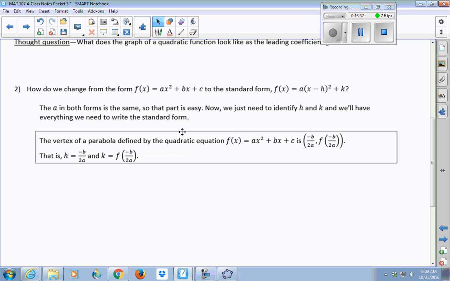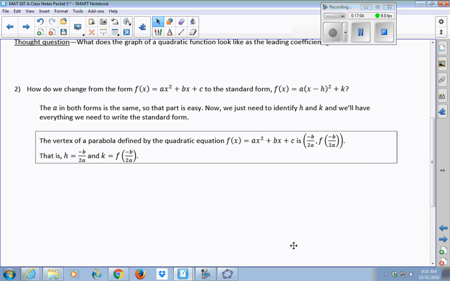Okay, so how do we change from the form of ax squared plus bx plus c to this standard form? The a in both forms is the same, so that part's easy. Now we need to identify h and k. And the nice thing is we have a formula that helps us move from this form to our vertex form.